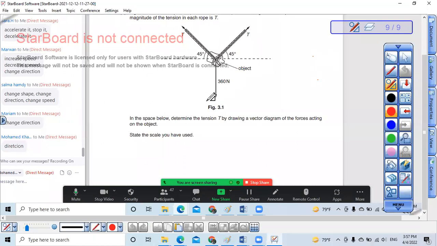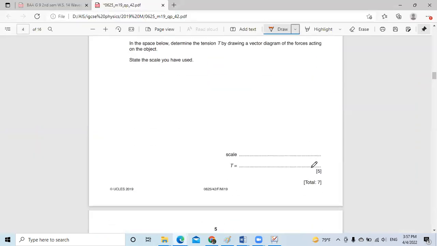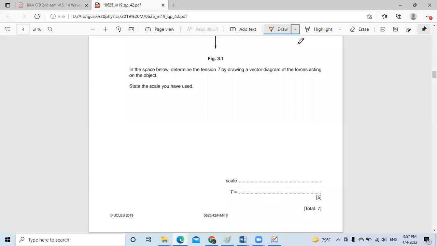I'm going to make a scale, and I will say that each 1 centimeter is 100 Newton. This is the scale that I put here, because I have 360 Newton downwards. So what's happening here? The idea is that I'm going to redraw this circuit.